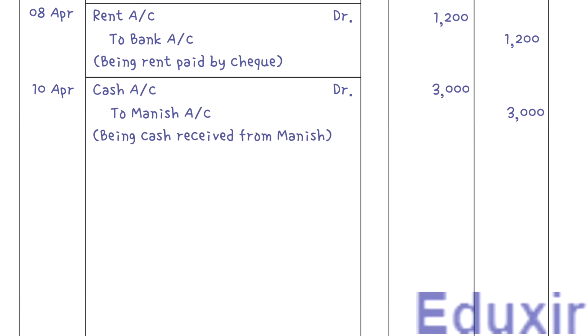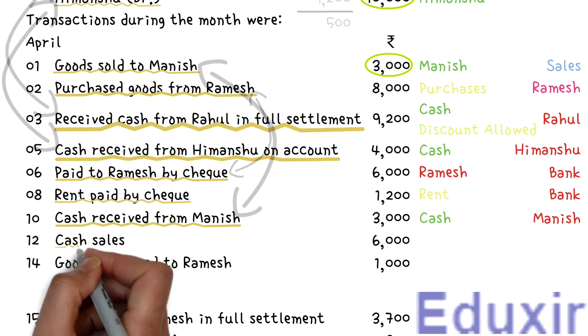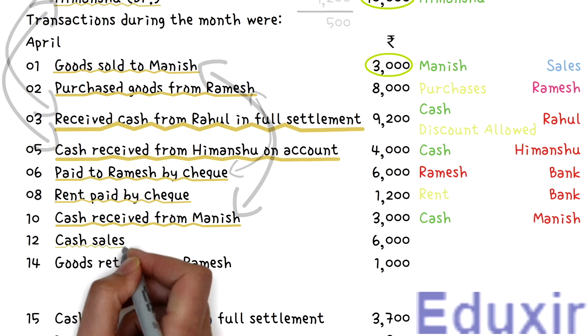Let us now draw a line to mark the completion of generalizing of this transaction. With that, we have completed the generalizing of this transaction. Let's now take up the next transaction. In this transaction, there is a cash sale of 6000 rupees.